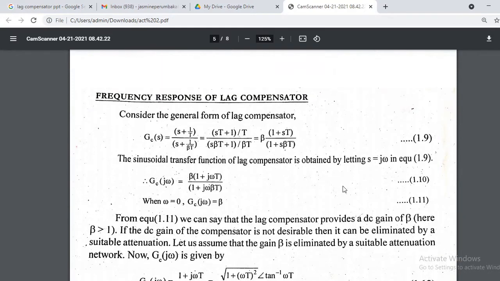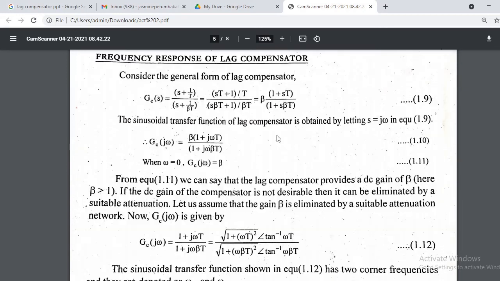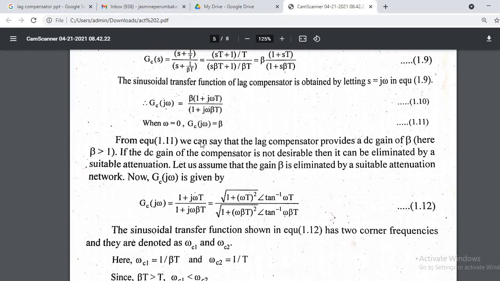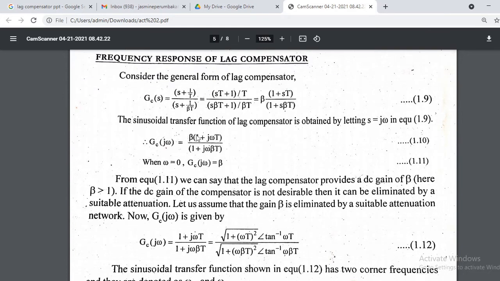Then let's move on to the frequency response of the lag compensator. We already said that Gc of S equal to S plus 1 by T divided by S plus 1 by beta T. That is the compensator. Now rearranging, taking T out, the T and T get cancelled. Then beta comes outside. Then we are substituting S equal to j omega, Gc of j omega. Here we are having a constant called beta.